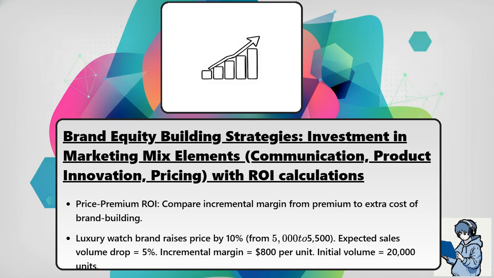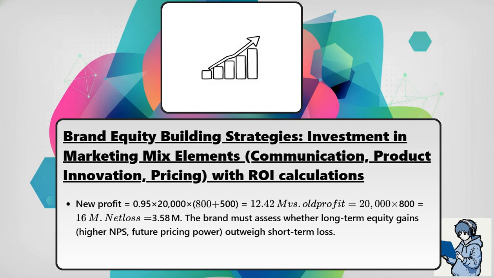Expected sales volume drop equals 5%. Incremental margin equals $800 per unit. Initial volume equals 20,000 units. New profit equals 0.95 times 20,000 times ($800 plus $500) equals $12.42 million, versus old profit equals 20,000 times $800 equals $16 million. Net loss equals $3.58 million. The brand must assess whether long-term equity gains, higher NPS, future pricing power outweigh short-term loss.